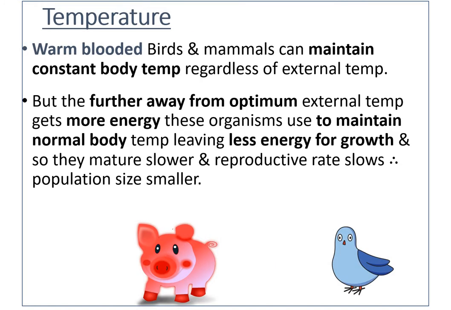Warm-blooded birds and mammals can maintain a constant body temperature regardless of their external temperature. So if it's really cold outside, we can do things like shivering, which will make us warm up. But the further away the temperature is from the optimum, the more energy these organisms use to maintain their normal body temperature, which means there's less energy for growth, and so they mature slower, and therefore the reproductive rate will be slower, and therefore the population size will be smaller.